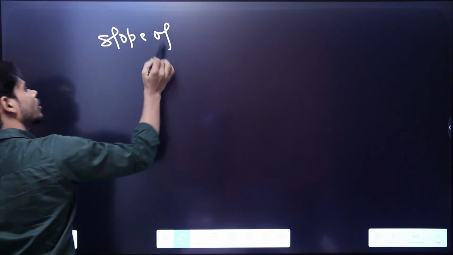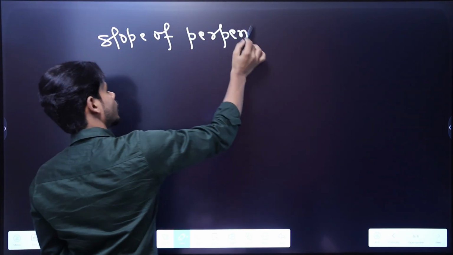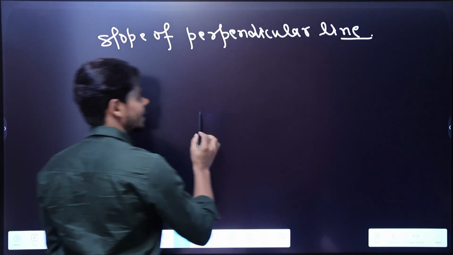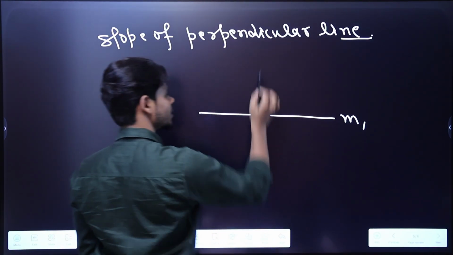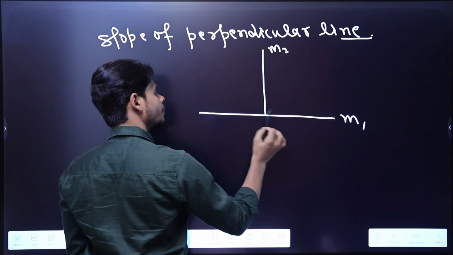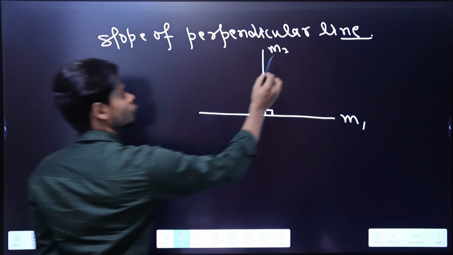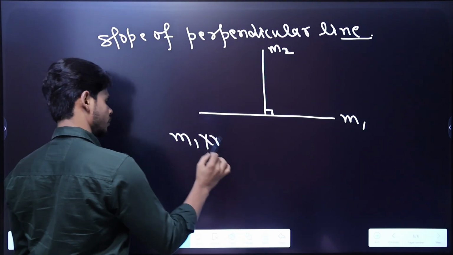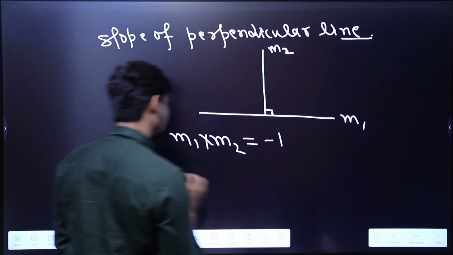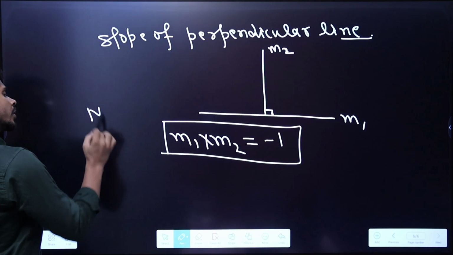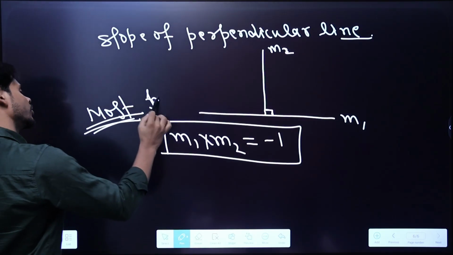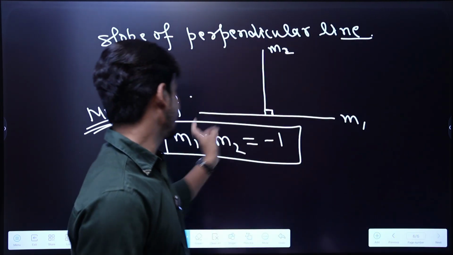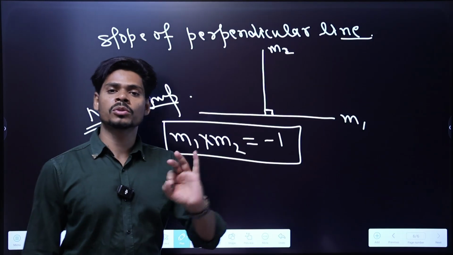Now we need to understand the slope of perpendicular lines. It is a very important concept to note down. Let's say this is your first line with slope m1 and this is your second line with slope m2, and they are perpendicular to each other. Then the product of their slopes is always equal to -1. Very important, you can say most important. The condition for parallel lines and the condition for perpendicular lines, both are most important.